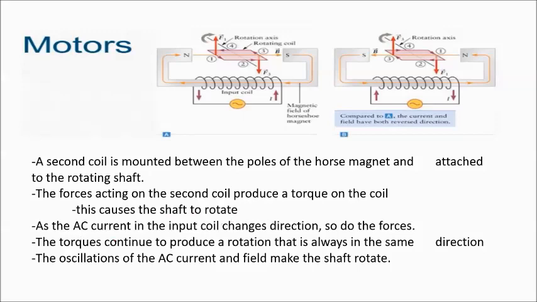So as the AC current in the input coil changes direction, as you can see, meron siyang up, then dito sa pababa. So ibig sabihin there is change in direction of the I. So the torque continues to produce rotation that is usually in the same direction. The oscillations of the AC current and field make the shaft rotate.